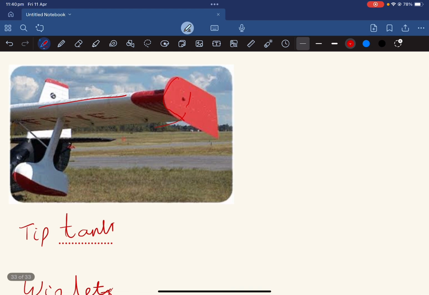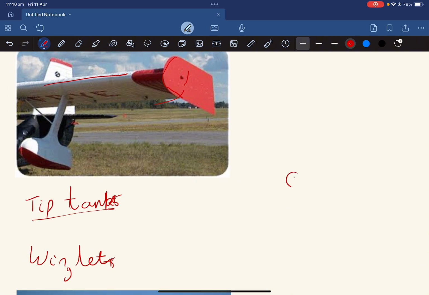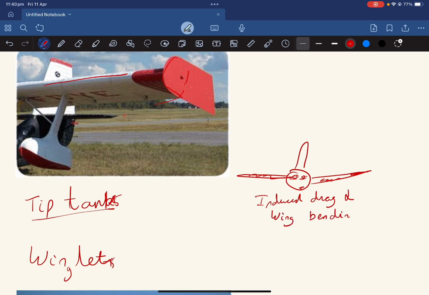The next way is tip tanks. So let's say this is an aircraft, front. Oh sorry, it looks like a cat. Anyway, this is my aircraft wing. Where do you think the fuel is stored? Yeah, it's stored in the wing, the fuselage. So what happens if I store it over here at the tip? My induced drag is reduced, and also my wing bending moment is reduced. So that's like 2 plus 1. That's like a discount for you, right?